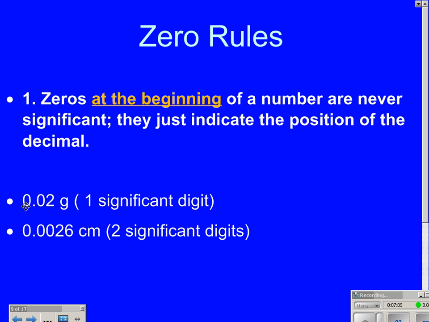So here, in our first example, zeros at the beginning don't count. Here's one non-zero number, 1 significant digit. And in our second example, zeros at the beginning don't count. Here's a significant digit, but now we have another one after it. So here we have 2 significant digits. We'll come back to these later, but we have 2 more rules to cover.